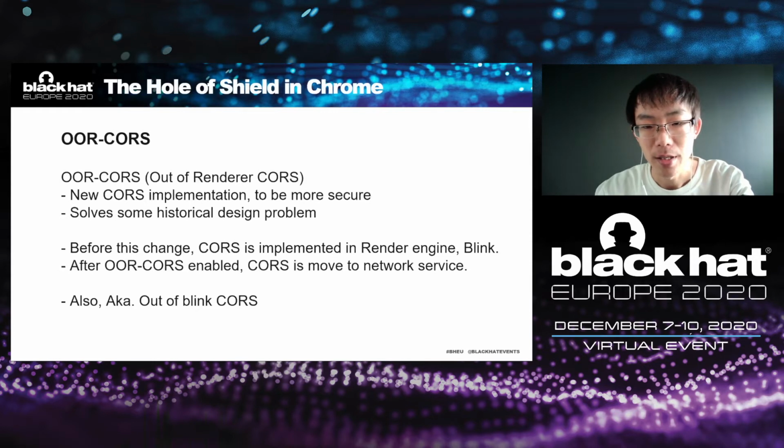OOR-CORS is a new CORS implementation introduced to solve some historical design problems and to be more secure. Before this change, Chrome implemented CORS in the render engine, Blink, running in a render process. OOR-CORS means CORS will be moved to the network service, running in a separate process. Let's look at it in Chrome Android.